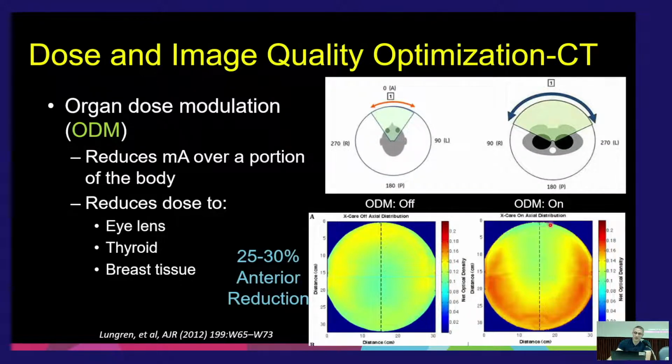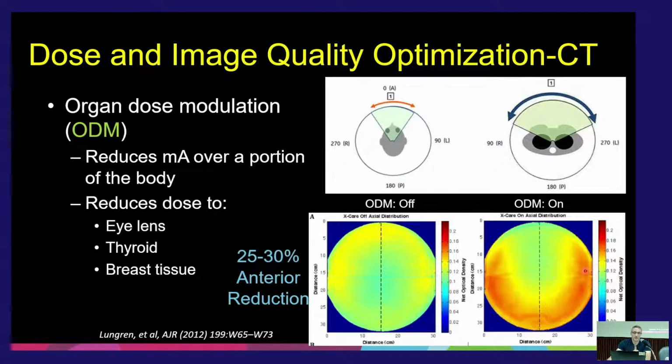But now what happened is we turned on organ dose modulation for a particular vendor, and you can see the mA reduced over that anterior sweep. We did it for the face, and so it was a shorter angle. This particular vendor actually increases the output on the back side of it, so the total integrated dose doesn't change. The anterior dose goes down, but the posterior dose goes up.